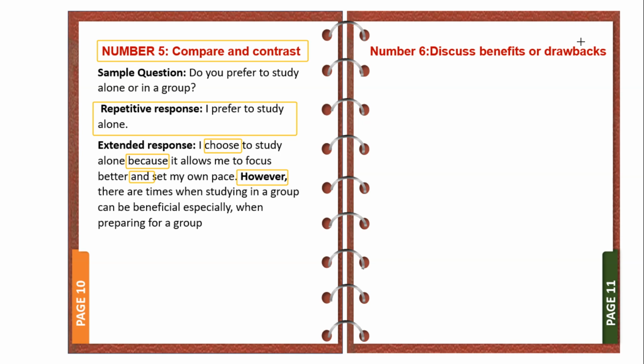All these are to prepare you on how you can extend your answers and to express yourself when you are giving any question. Now let's look at the next one, which will be the number 6. So this time we can also use benefits or drawbacks, or we can show the advantages and disadvantages of something, and that one also helps us to extend our answers.